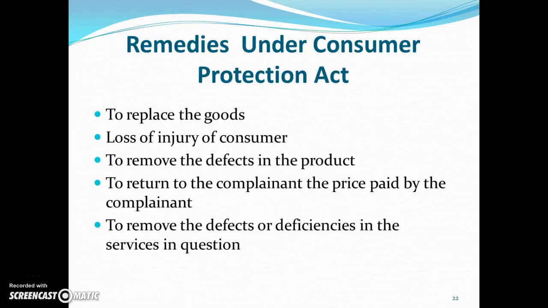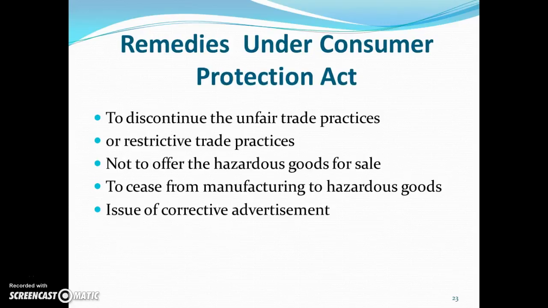Remedies under the Consumer Protection Act are to replace the goods, compensate the loss or injury of the consumer, to remove the defect in the product, to return to the complainant the price paid, to remove the defects or deficiencies in the service in question, to discontinue the unfair trade practice or restrictive trade practice, not to offer hazardous goods for sale, to cease manufacturing hazardous goods, and issue of corrective advertisement.